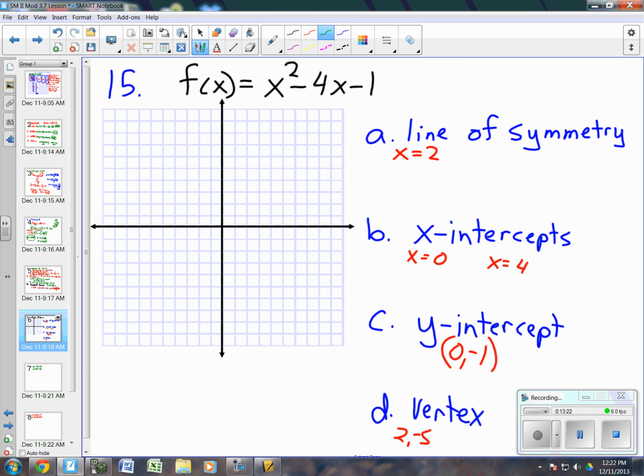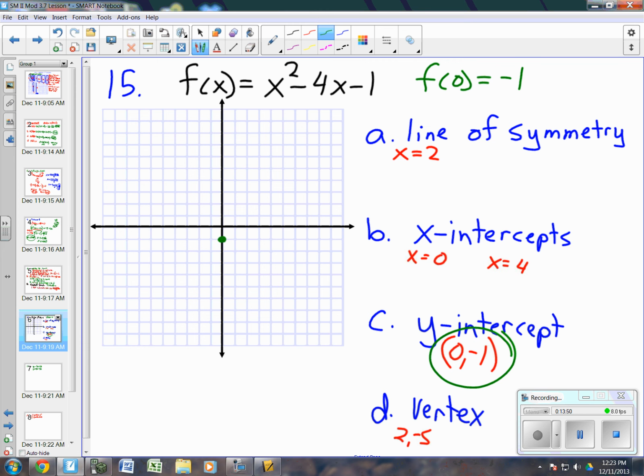Put 0 in for x. Everybody, if you haven't written that down on your 3x5 card in your notes, or you don't know it, then write it down. I've told you several times, to find the y-intercept, you put 0 in for x. So if I do f of 0, 0 squared minus 4 times 0 minus 1 equals negative 1. So I know my y-intercept's at 0, negative 1. I'm going to put that right there on my graph.